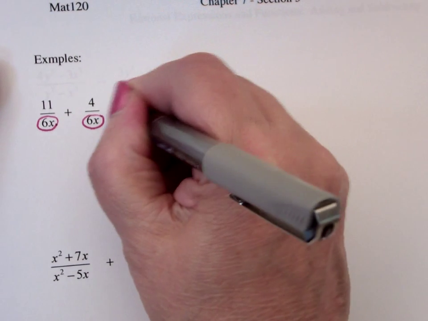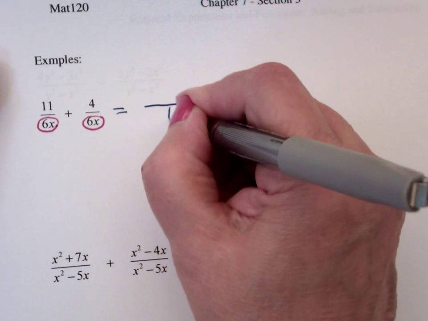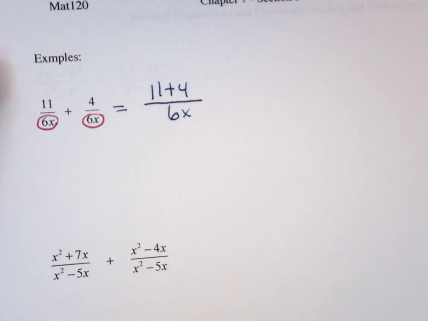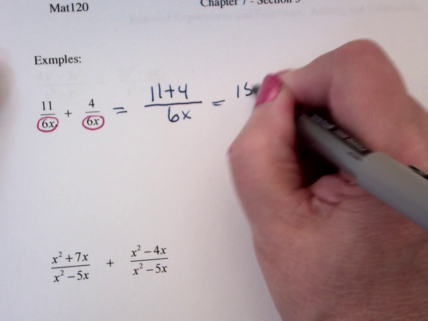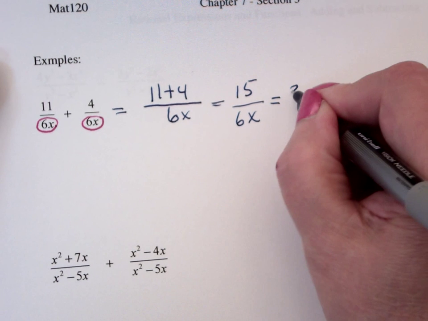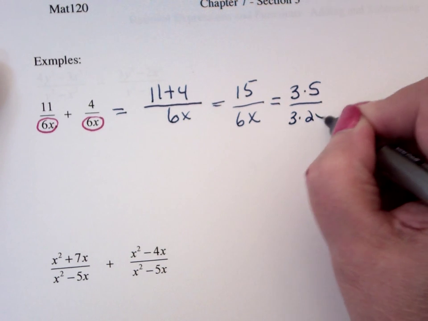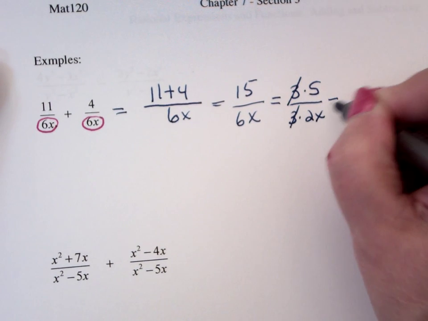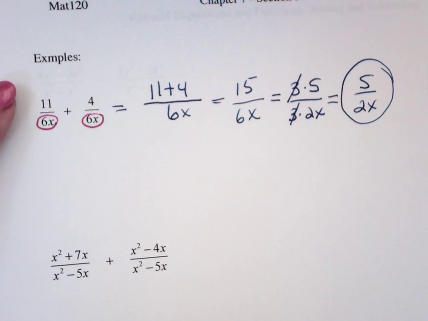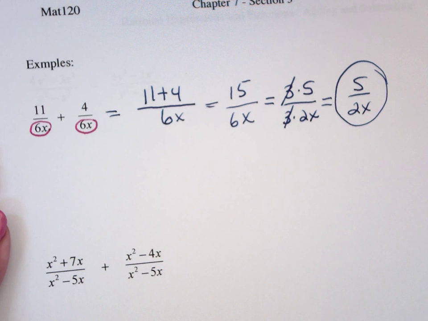So that says if I have 11 over 6x added to 4 over 6x, since the denominators are the same, this is 11 plus 4 over 6x, which is 15 over 6x. But I can reduce the fraction because 15 is 3 times 5, and 6x is 3 times 2x. The 3's reduce out. I'm left with 5 over 2x. If it's a plus, man, I can just bulldoze forward with it.